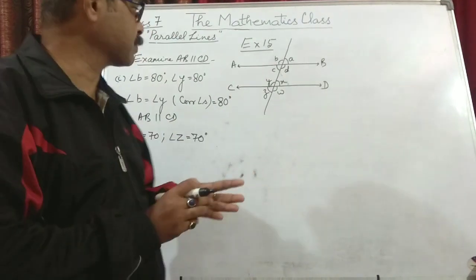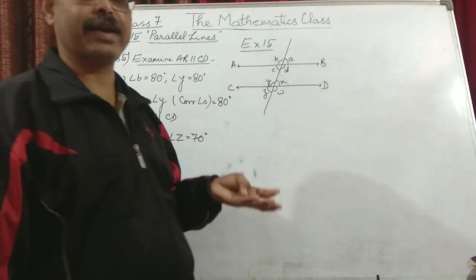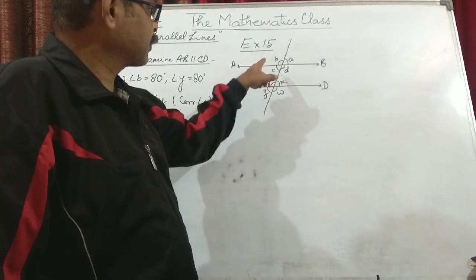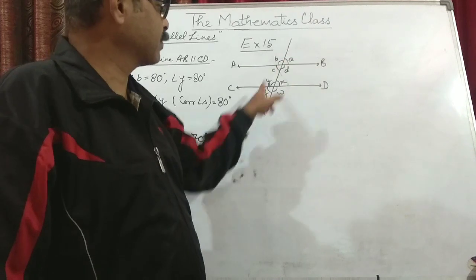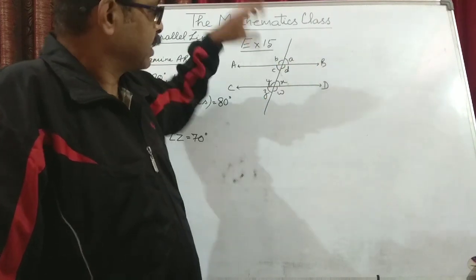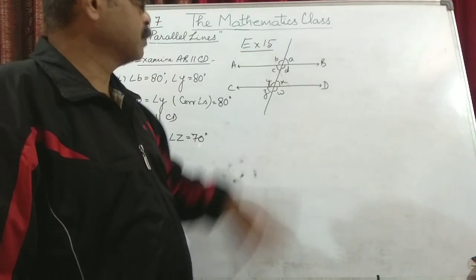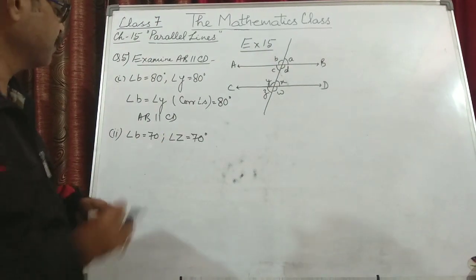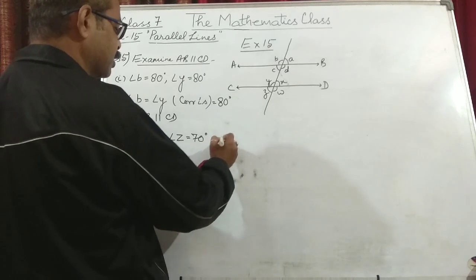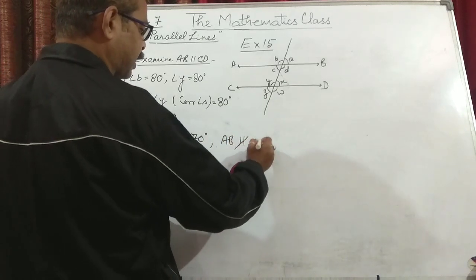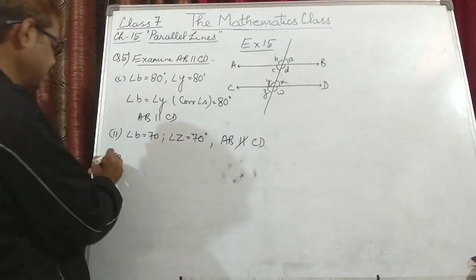We have learned that there are 4 types of angles: corresponding angles, alternate interior angles, co-interior angles, and alternate exterior angles. If it had been Z and A, we could have said yes or no, but in this case they are giving only B and Z. So we are unable to say anything about them, and we can say that AB is not parallel to CD.